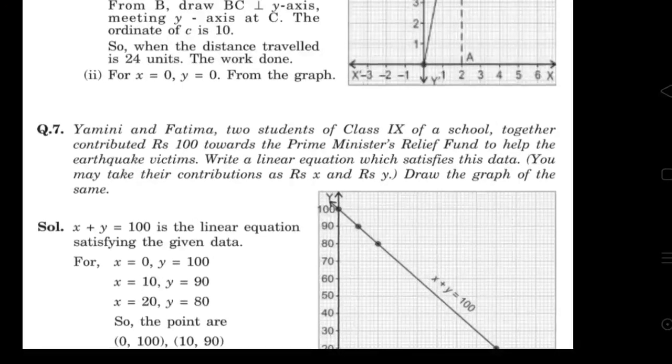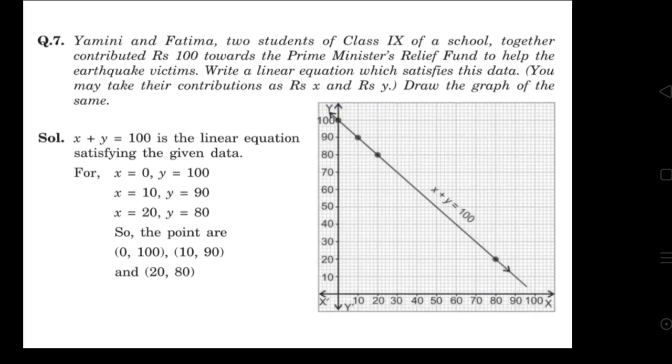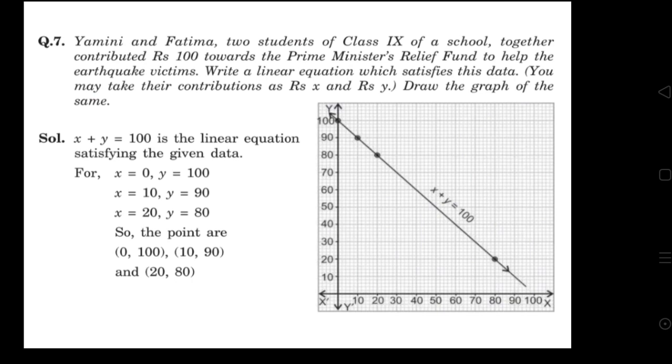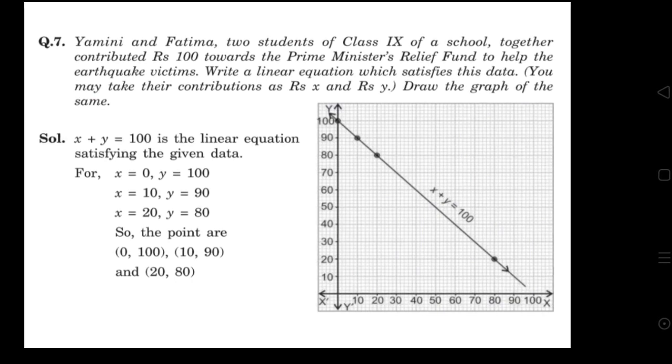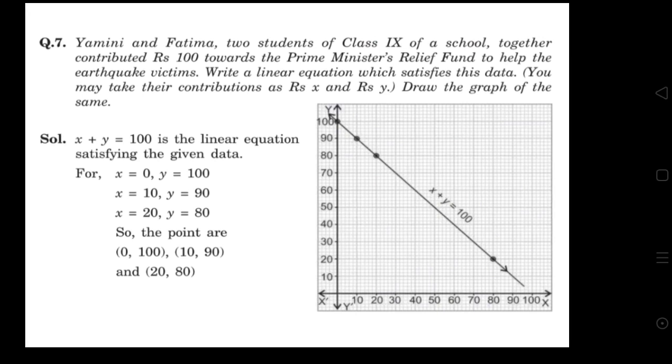Now next, question number 7. Yamini and Fatima, two students of class 9 of a school, together contributed rupees 100 towards the Prime Minister Relief Fund to help the earthquake victims. Write a linear equation which satisfies this data. You may take their contributions as rupees x and rupees y. Draw the graph of the same.